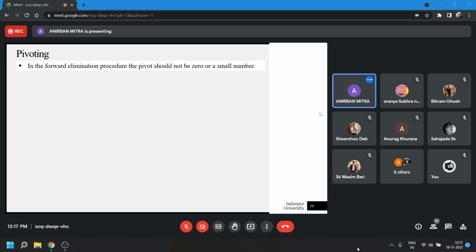Now, in the forward elimination procedure, we have to make sure that the pivot element is not zero or not too small. In order to avoid the problem of division by zero, we must take care of it. And that can be done through a technique called pivoting. Let us now discuss what is this pivoting technique.